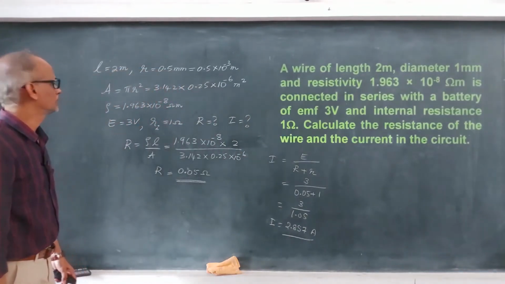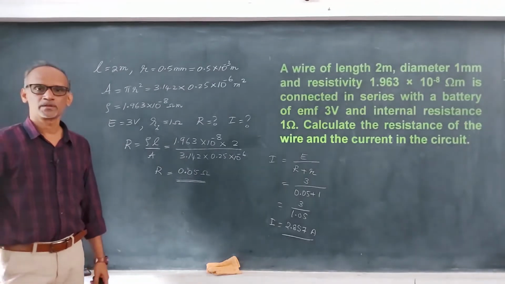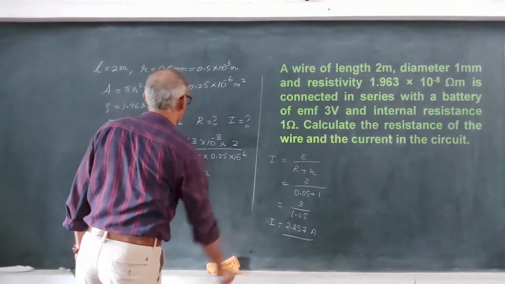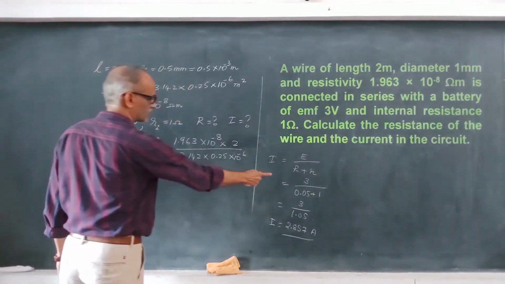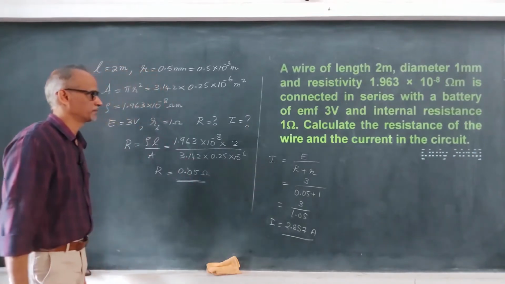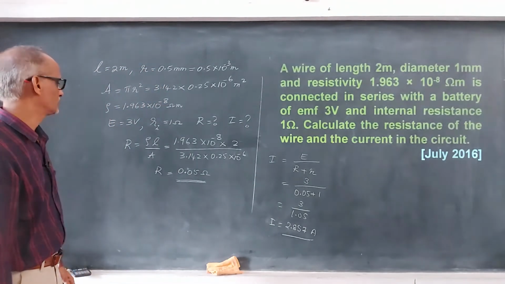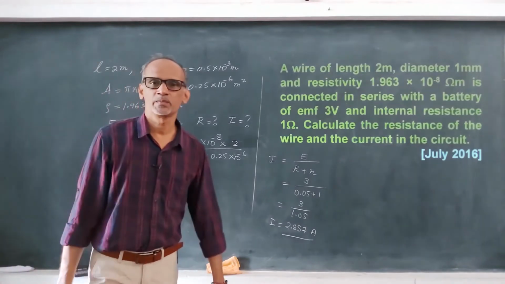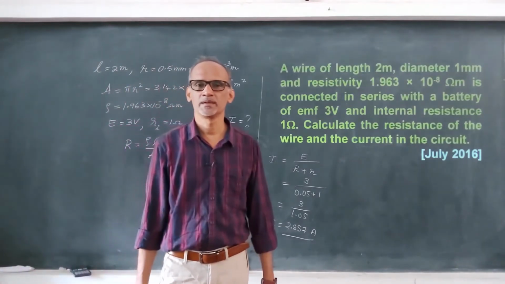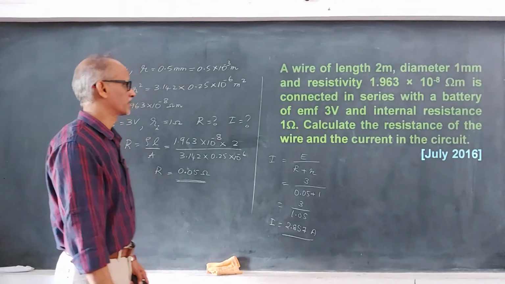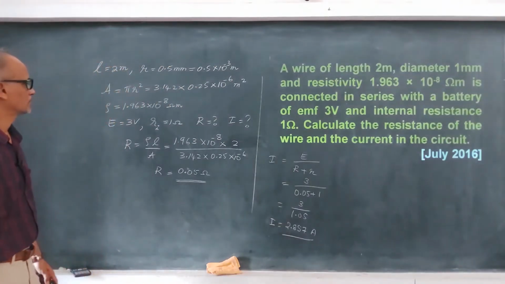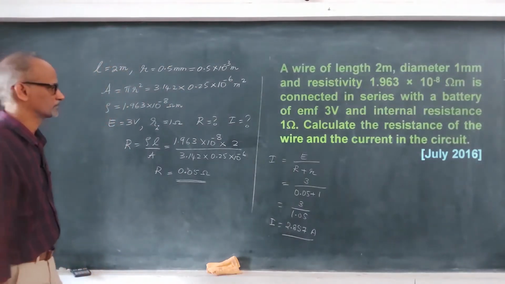Right. So again, hope you have understood the problem based on the formula which I have told you. One is the resistance formula, other is the current through a simple circuit. Most of the problems that we solve here are from previous exams, so just to get an idea of the type of question that normally appears in the examination.